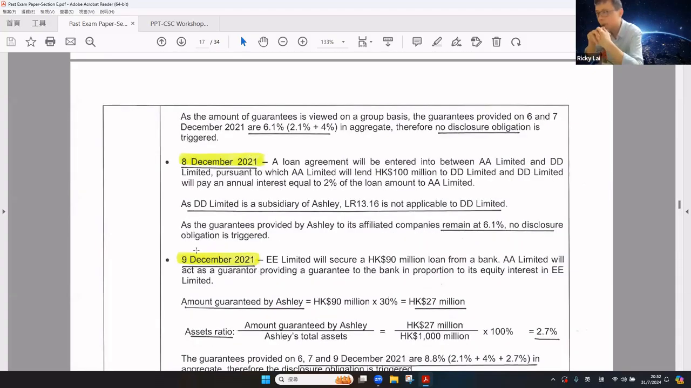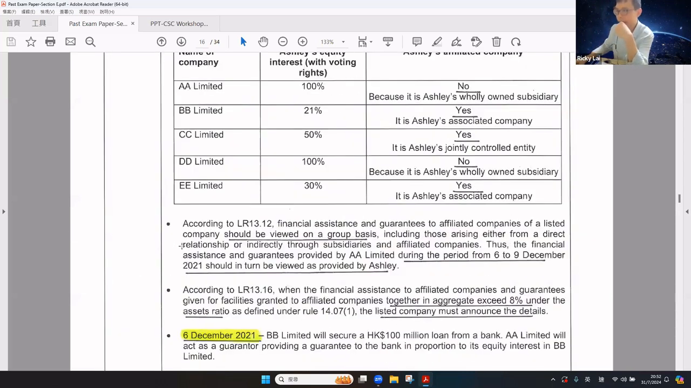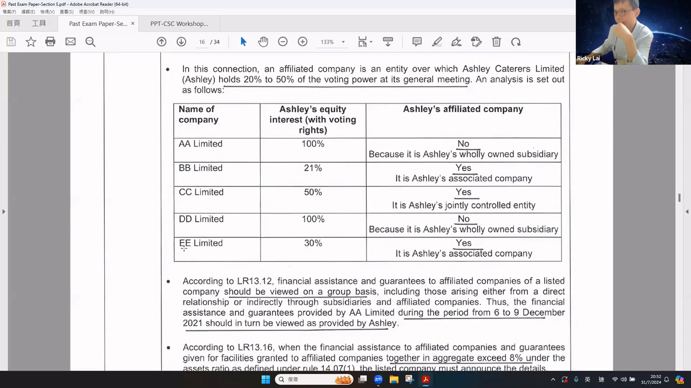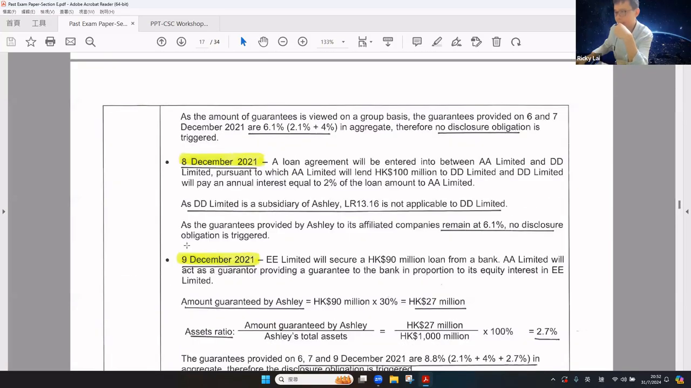How about December 8? The loan agreement will be entered between A and D, in which A will lend $100 million to D and D will pay the annual interest. We know that D is wholly owned by the listed company. So that's the reason why D is a subsidiary, not an affiliate company, which is not applicable to a wholly owned subsidiary. Therefore, the guarantee provided to affiliate companies still remains at 6.1%, and no disclosure obligation is triggered.